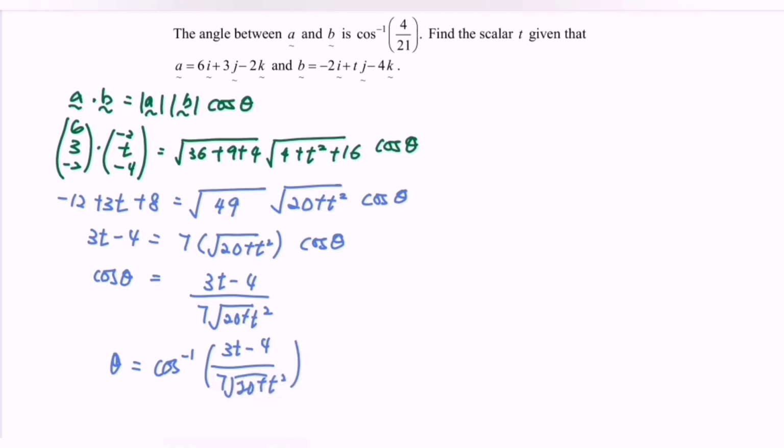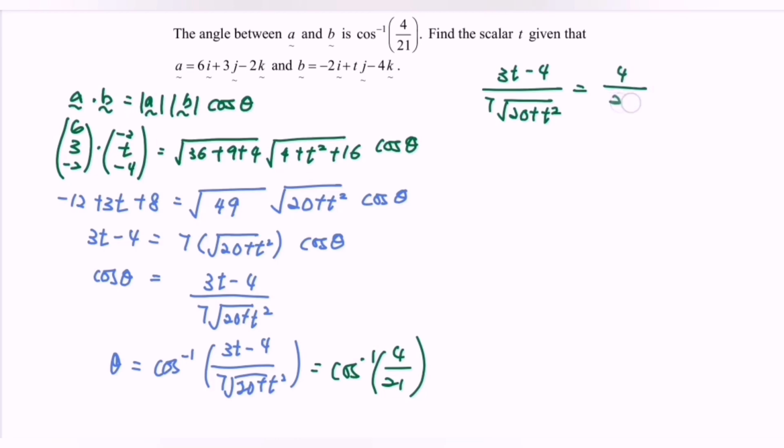So kindly refer to the question. We have theta equals arc cos of 4 over 21. So kindly compare the expressions and we have 3t minus 4 over 7 multiplied with the square root of 20 plus t squared equals 4 over 21. Cross multiply and we will have 21 multiplied with 3t minus 4 equals 4 multiplied with the square root of 20 plus t squared.